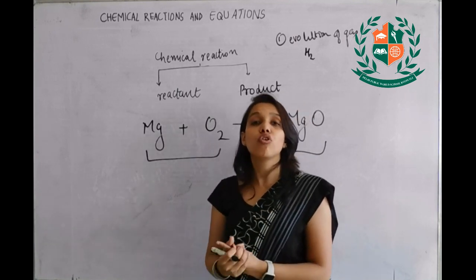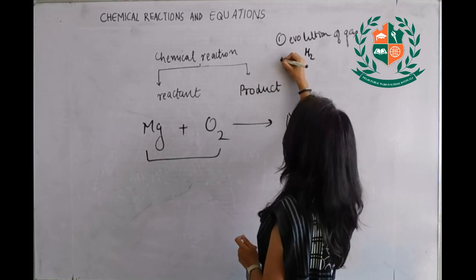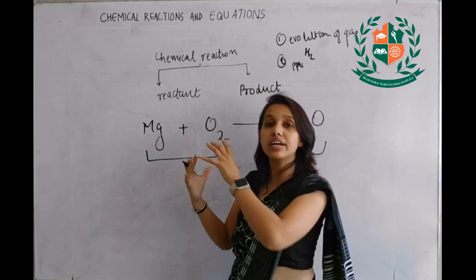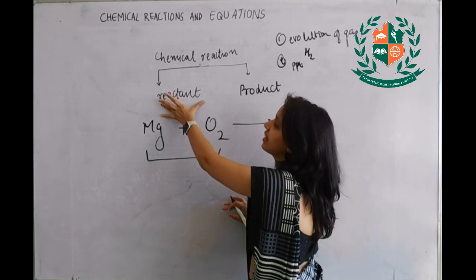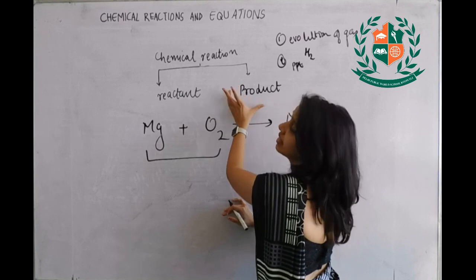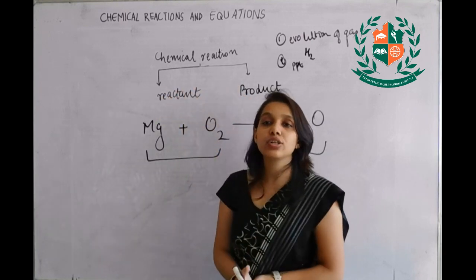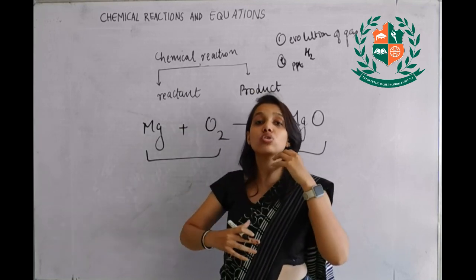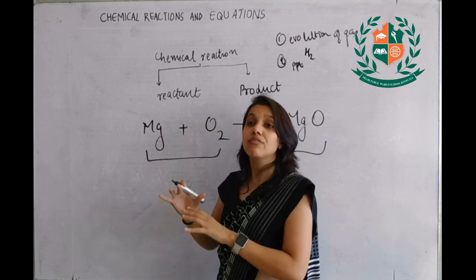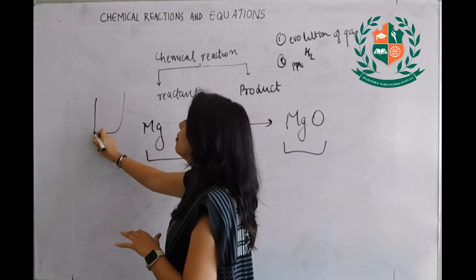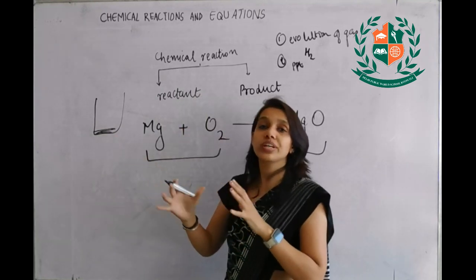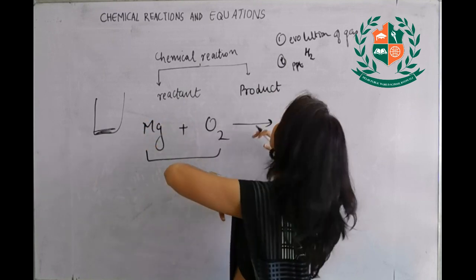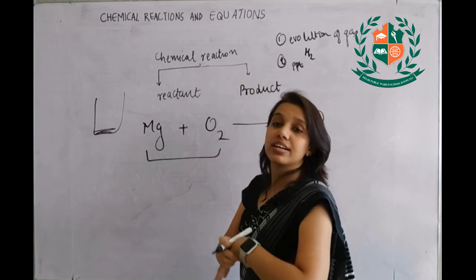The second characteristic is formation of precipitate. A precipitate is an insoluble substance formed on the product side. We have two sides, the reactant side and the product side. Whenever reactants react together and an insoluble substance forms, which does not dissolve in the solution and just lies at the bottom, that is the second characteristic of a chemical reaction.